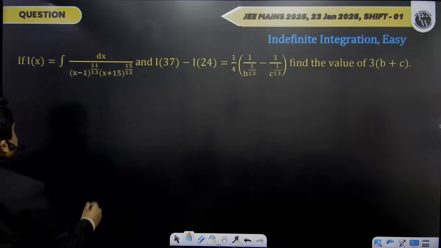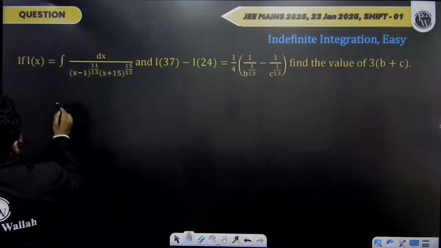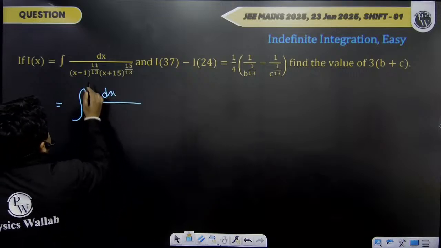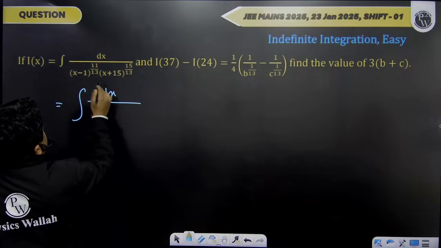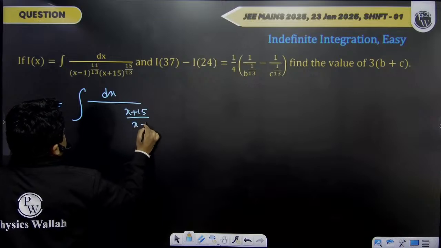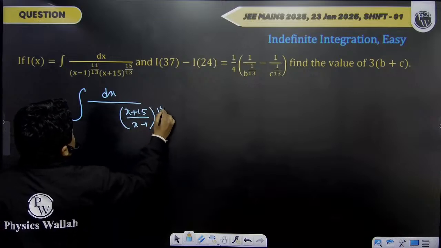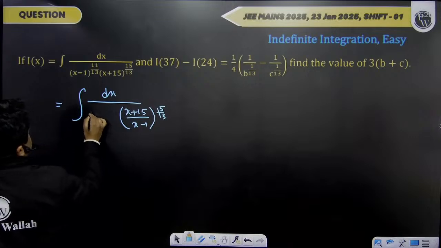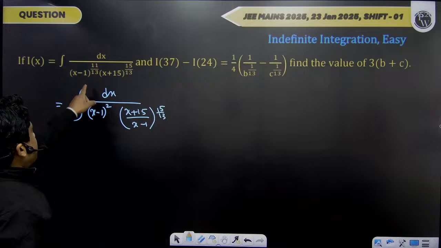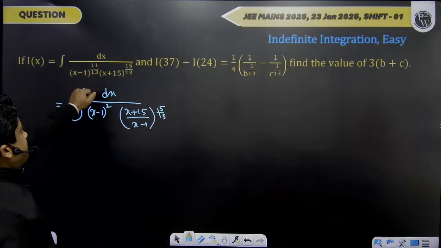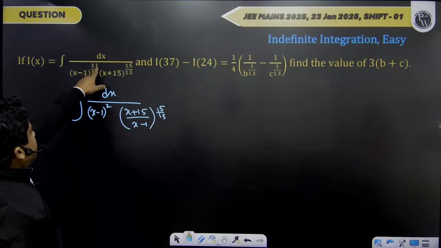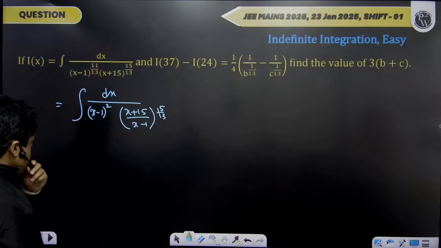So what we can do is, I can write this as integration of dx upon, if we divide by x minus 1, x plus 15 by x minus 1 whole power 15 by 13, then this will be equal to what? This will be x minus 1 the whole square. Alright, so we have multiplied and divided by x minus 1 whole power 15 by 13. We multiplied and divided. That is why this 15 by 13 and 11 by 13, they become 2 here.